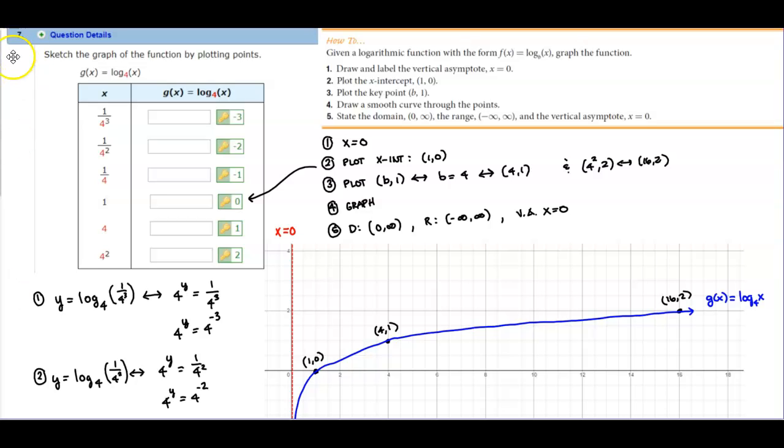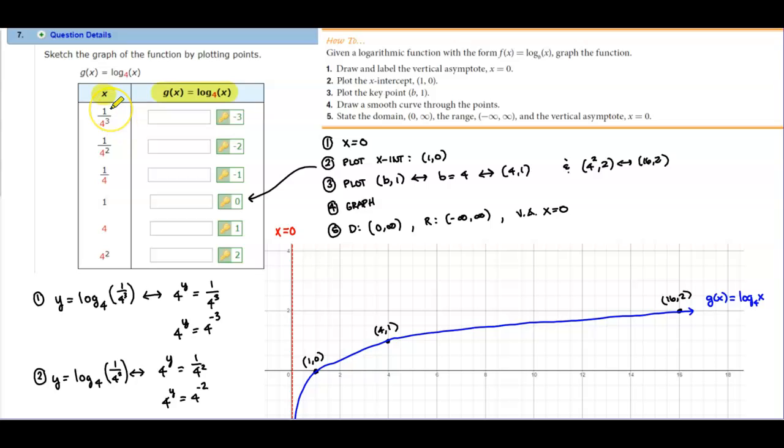In question number 7, section 6.4, we want to sketch the graph of the function by plotting points. So first, let's go ahead and complete the table, and then we'll go over how to draw the graph. Now, in order to complete the table, we have our values of x. So here's our values of x, and then we have our function. So here's our value of x, and there's our function, the log of base 4 of x.